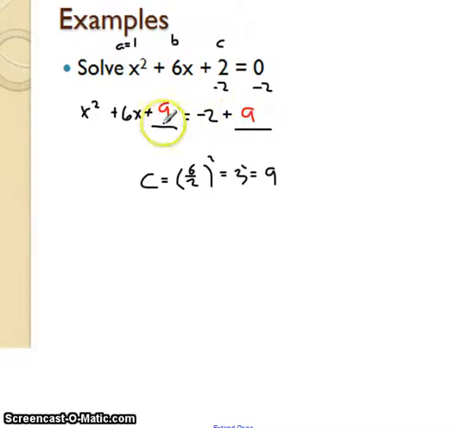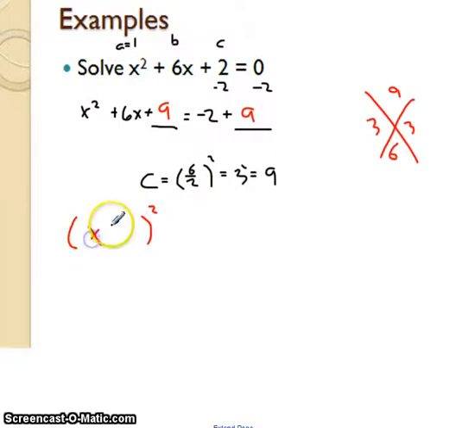Now, the left side is factorable. We'll be searching for factors of c, factors of 9, that add to 6. That's 3 and 3. But if you complete the square correctly, then it should be factorable every time. So it's x plus 3 times x plus 3, and we want to write that as x plus 3 squared. The right-hand side we're going to clean up. Negative 2 and 9 makes 7.